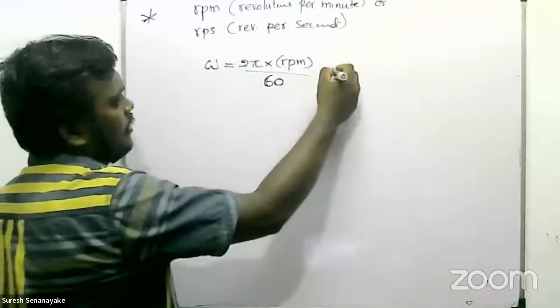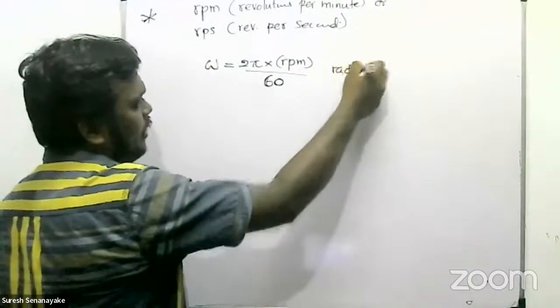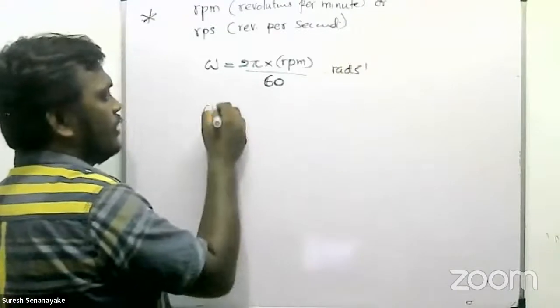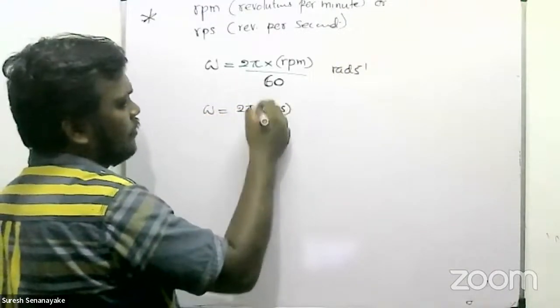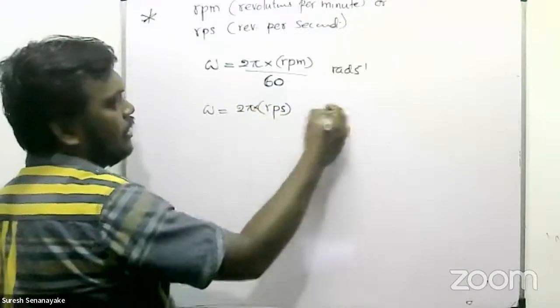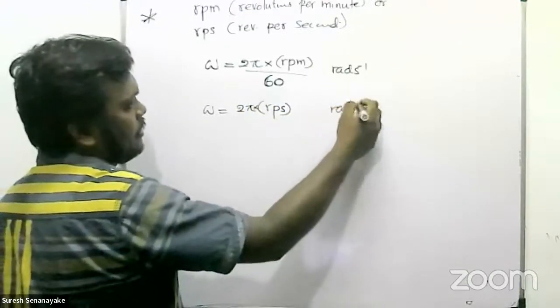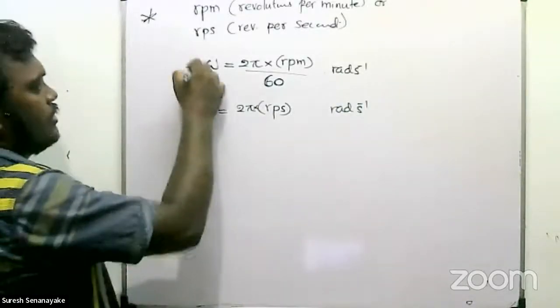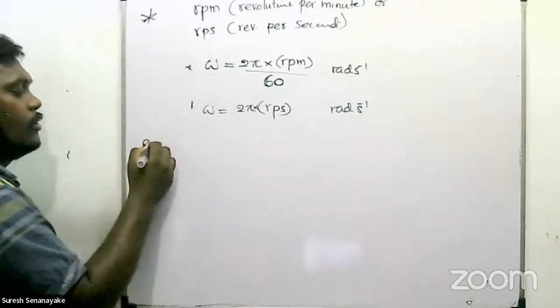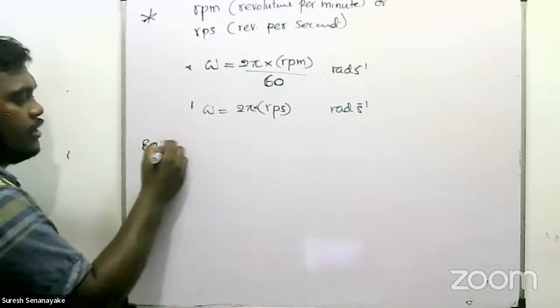So this is then given in radians per second. If it is in RPS, no matter, you can directly multiply it by 2 pi and you can write it as radians per second. That's some example I'm giving you. You need to know this example.